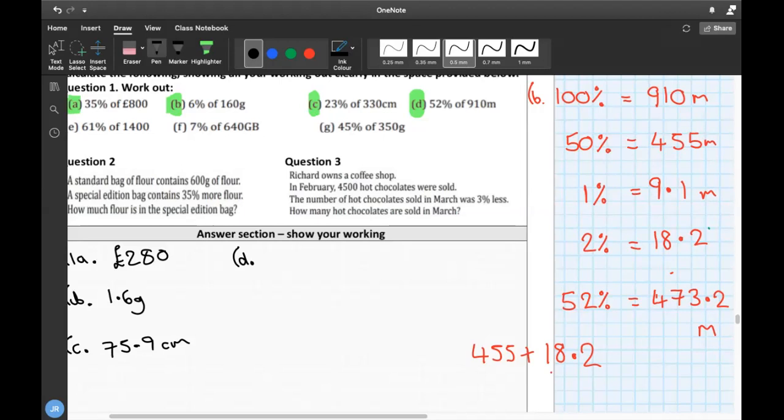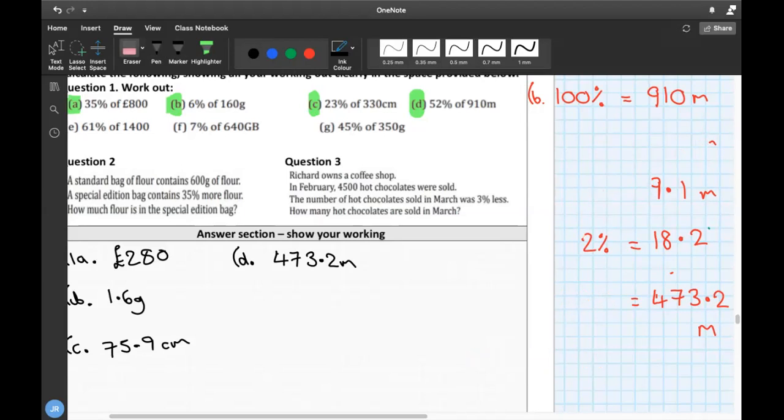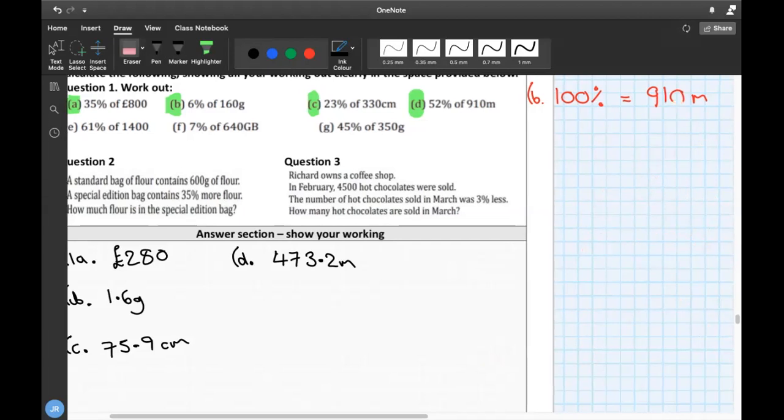D was 473.2 meters. Okay then. Moving on to the next question now. This time we've been asked to find 61% of 1,400. We don't have any units here in this question, therefore we won't need any units in our answer. We're now doing part E.